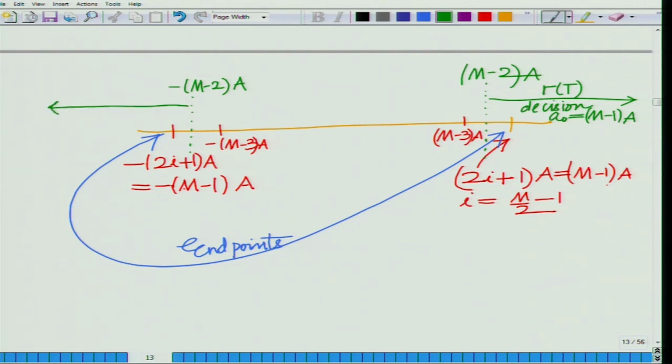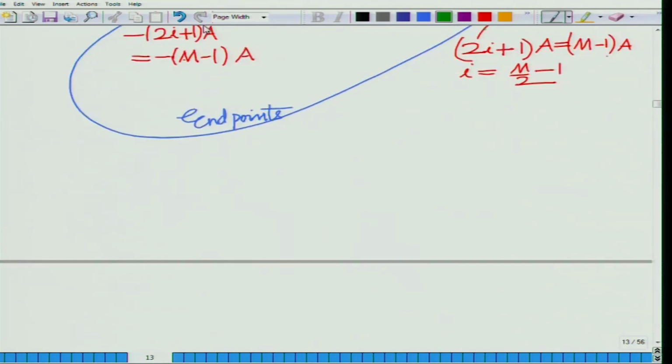Similarly, since there is no point to the left of this, if RT lies anywhere in this region, that is, less than minus m minus 2 a, then the decision is A naught is equal to minus m minus 1 a.